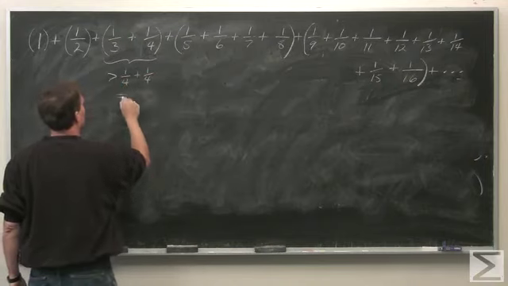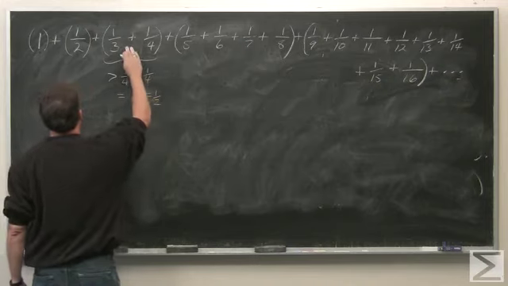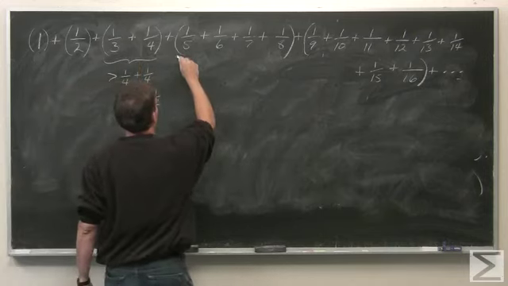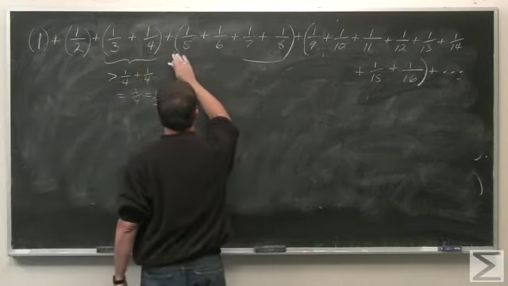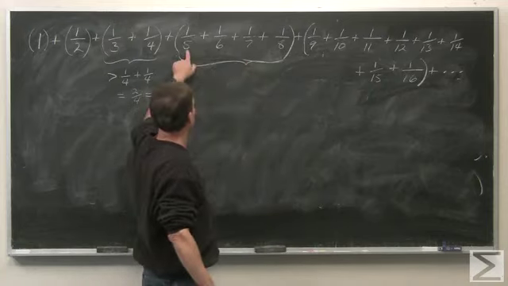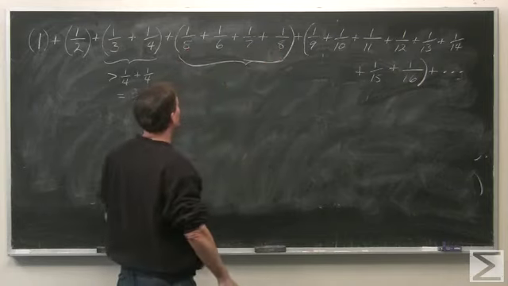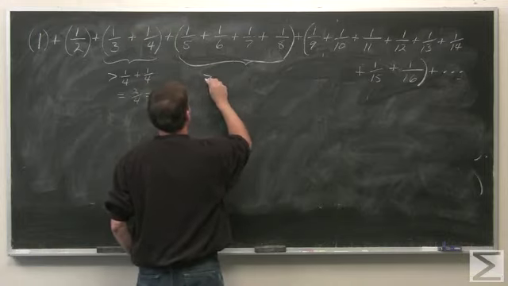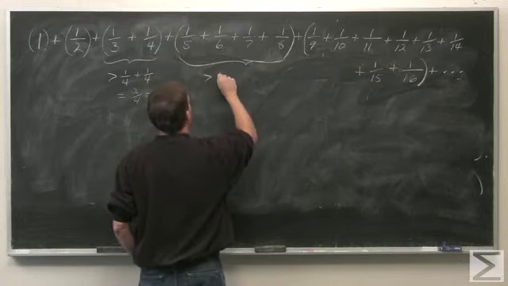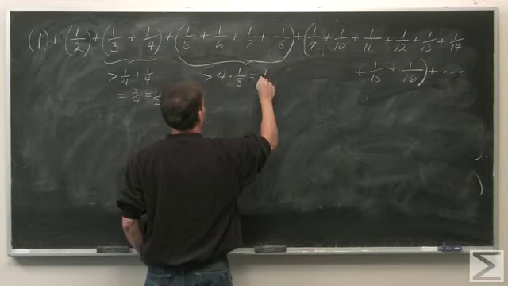But that's 2/4, so that's a half. So certainly this part is greater than a half. What about this? All of these terms, 1/5, 1/6, and 1/7, are greater than an eighth. So this is greater than 4 times an eighth. But that's a half.